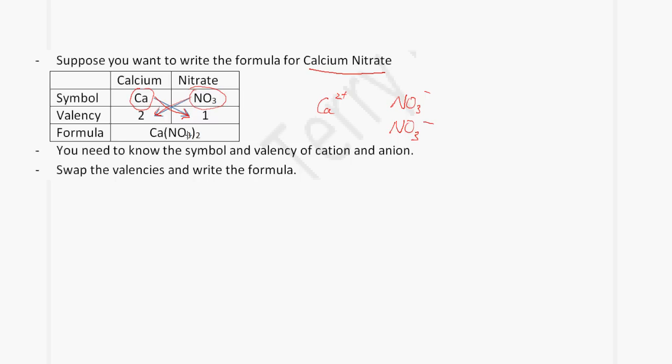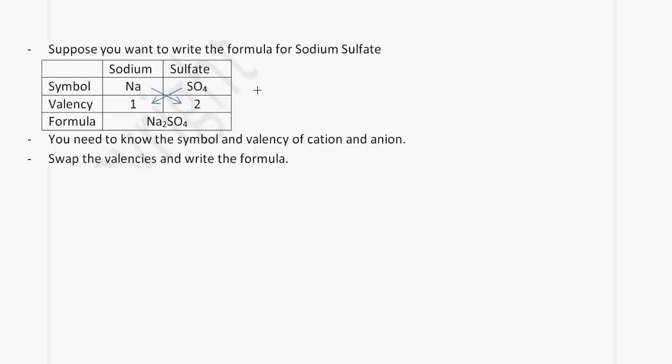Suppose we want to write the formula for sodium sulfate. Write the symbol. Sodium is Na, sulfate is SO4. Sodium has a valency of 1 and sulfate has a valency of 2. Again, we swap the valencies and write it as Na2SO4.